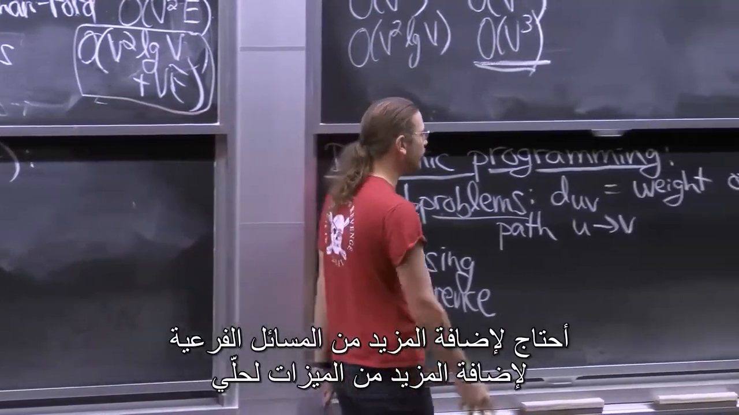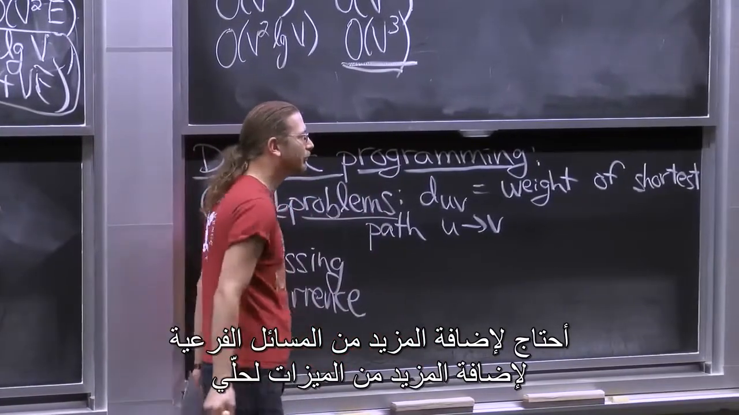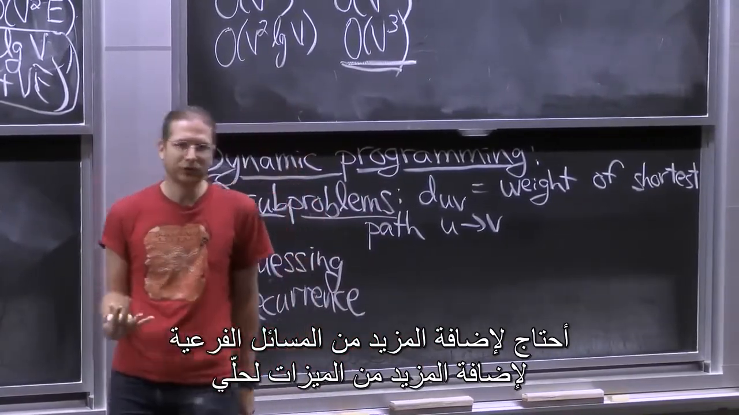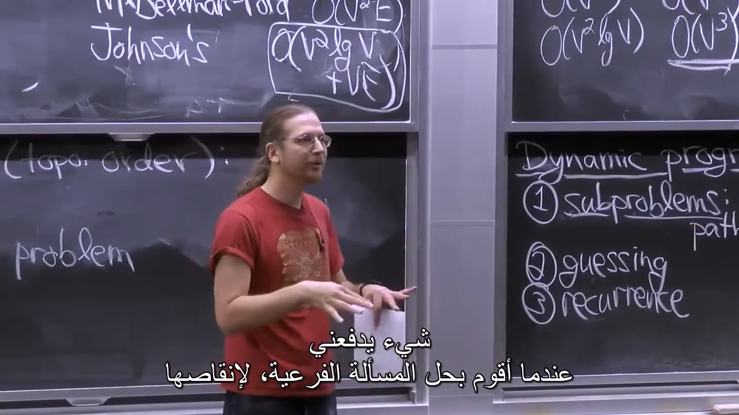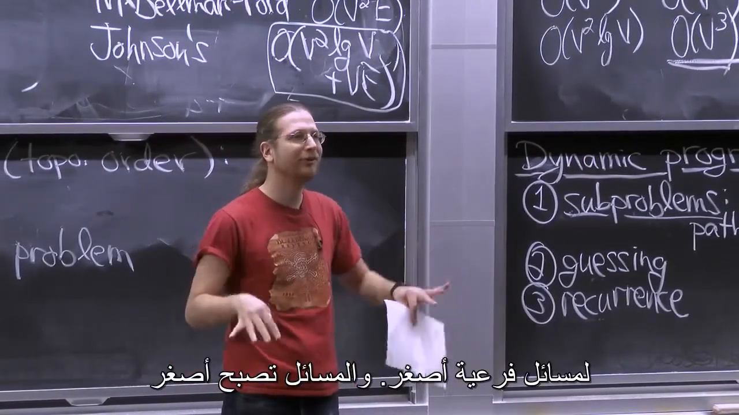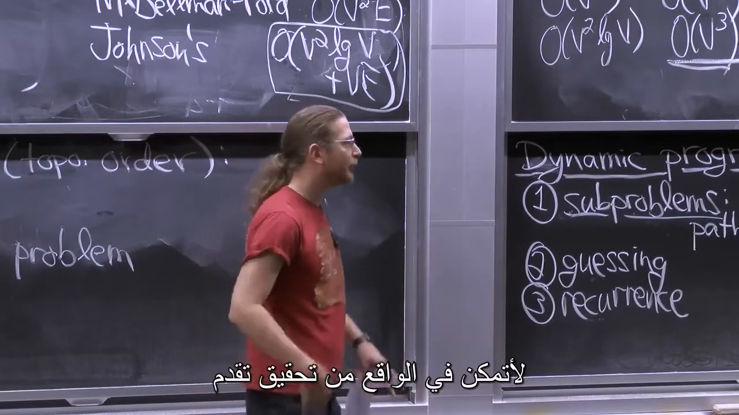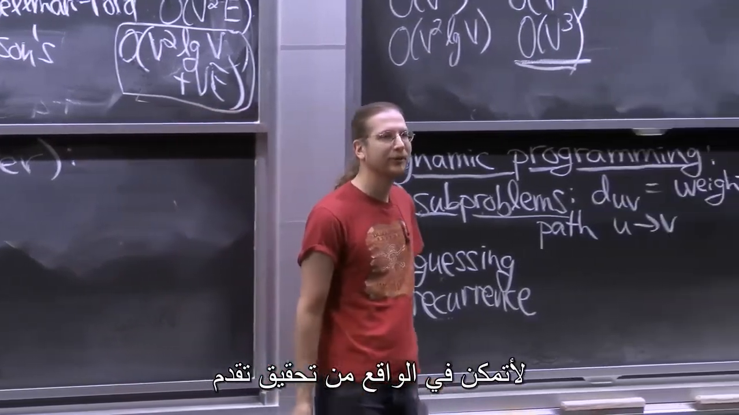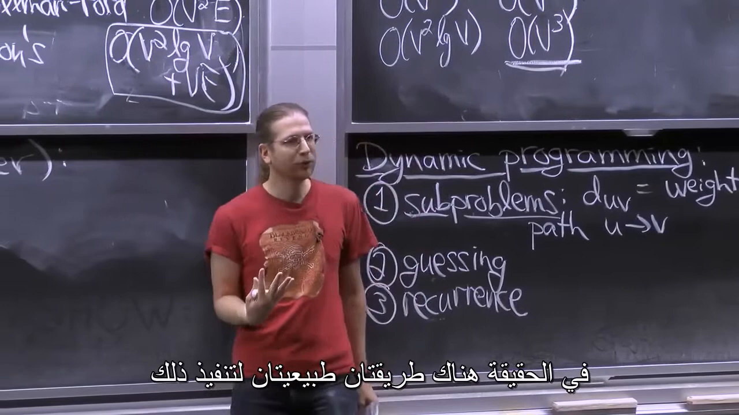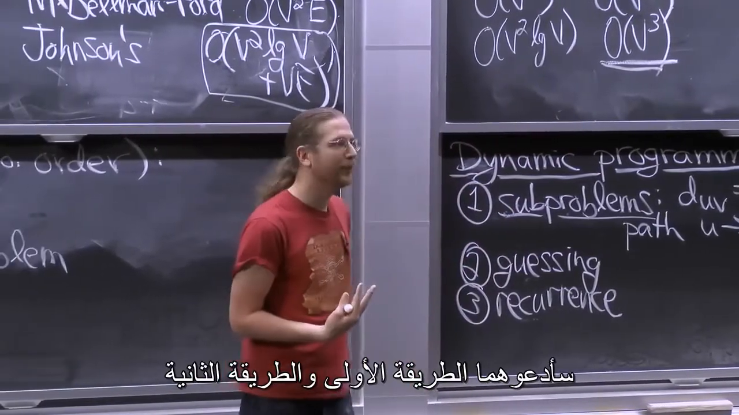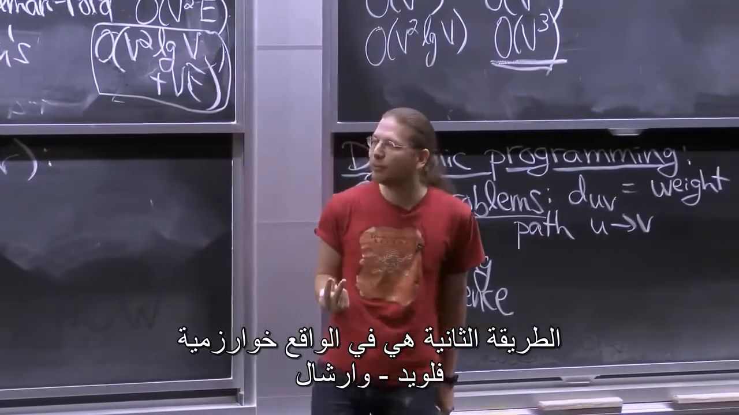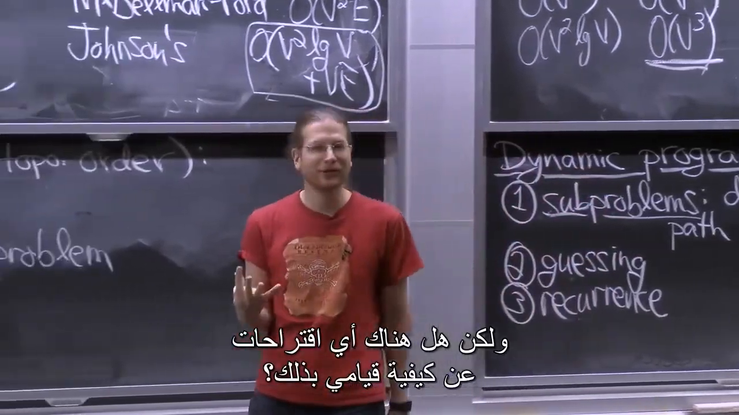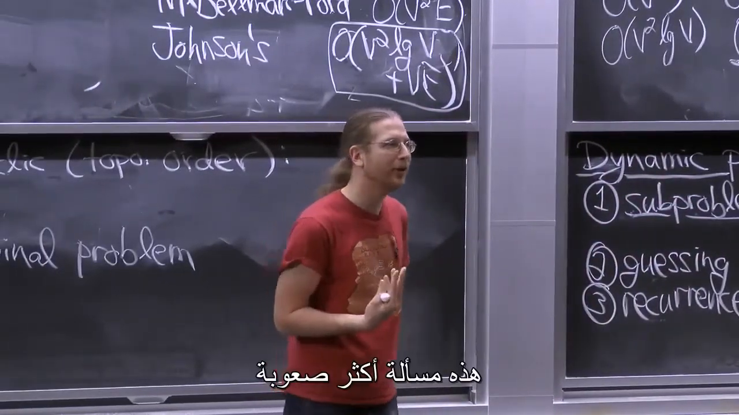Okay, so I need to add more subproblems, to add more features to my solution, something that makes it so that when I try to solve my subproblem, I reduce it to other subproblems, things get smaller, and so that I can actually make progress. So there are actually two natural ways to do this. I'll call them method 1 and method 2. Method 2 is actually Floyd-Warshall. But any suggestions on how we might do this? This is a harder problem.